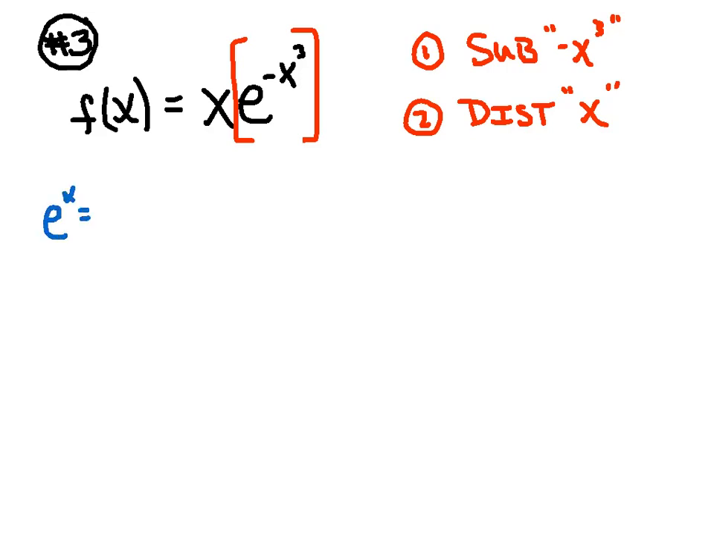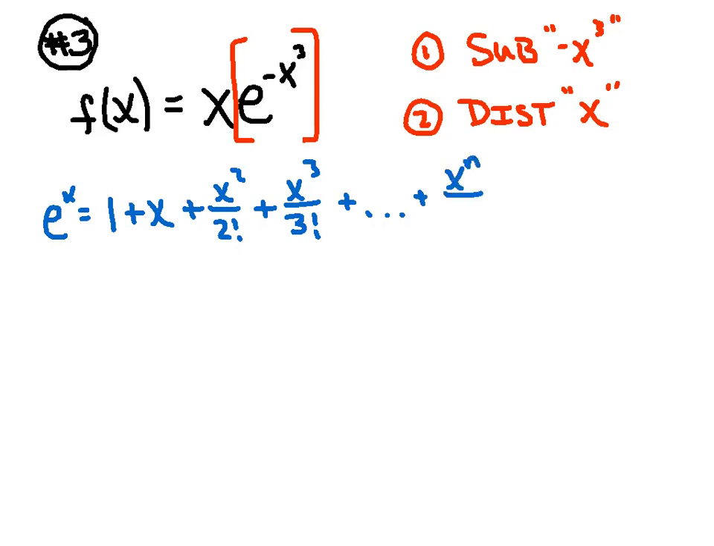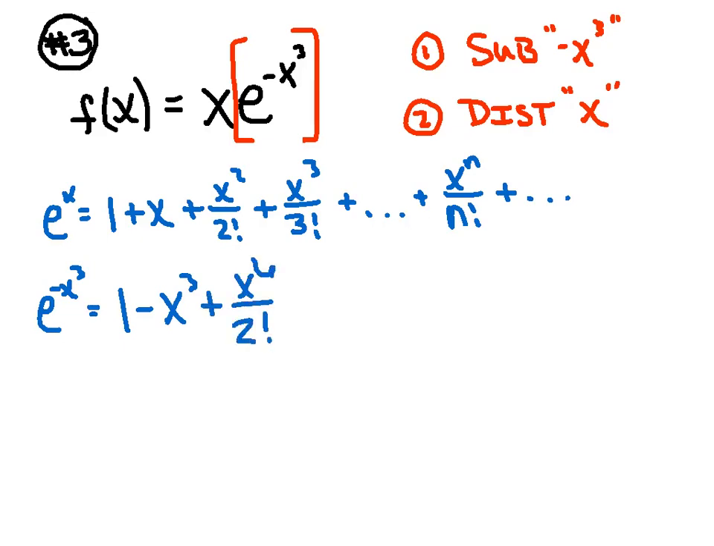We need the first 4 terms and the general term. So we're going 1 plus x squared over 2 factorial plus x cubed over 3 factorial. So there's my 4th term, plus my general term, or my nth term. First things first, we're going to substitute a negative x cubed in for just the x's. So we've got 1 minus x cubed, then plus x to the 6th over 2 factorial minus x to the 9th over 3 factorial.